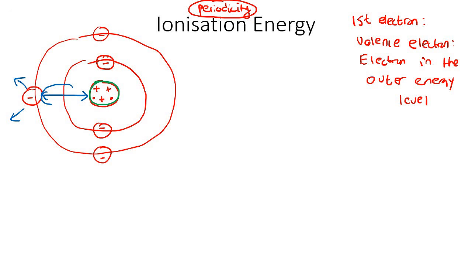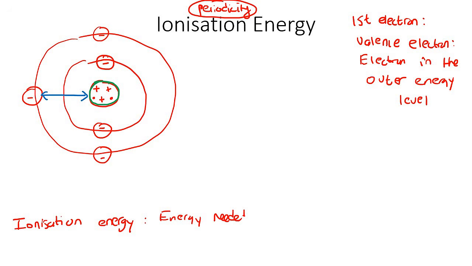But the problem is that there's some type of electron and proton force, they're attracting each other. So what are we going to need? We're going to need energy. Energy will allow us to pull this electron away from this atom. Now that energy that we need is called ionization energy. How cool is that? So right now, I'm sure some of you have just realized for the first time what ionization energy actually is. So ionization energy is the energy needed to remove an electron.